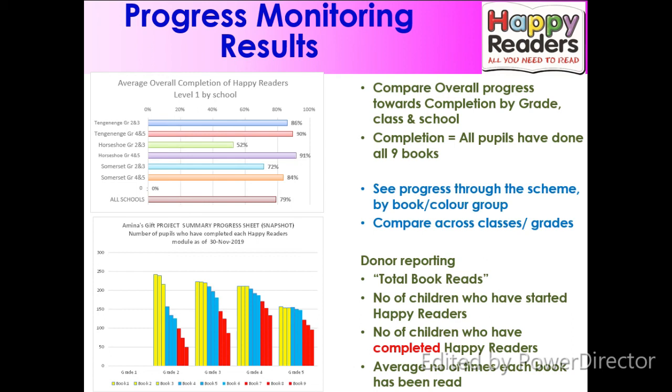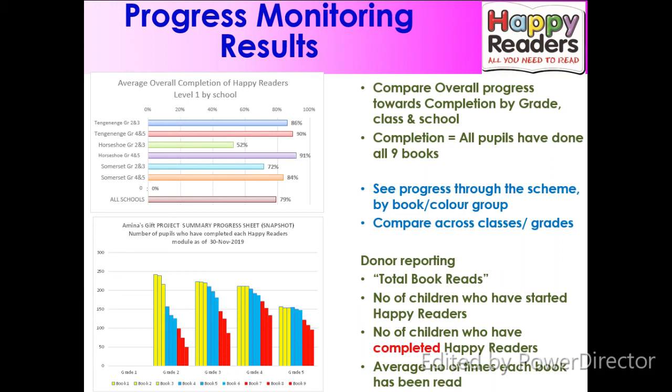Okay? And then the bottom chart shows the progress through the scheme by book and color group. So we can see, for example, that grade 2, most children have done the yellow books, about half of them have done the blue books, and much fewer have done the red. Whereas in the other classes, again, we have similar levels of completion for the yellow, higher levels of the blue, and again, higher levels of the red.